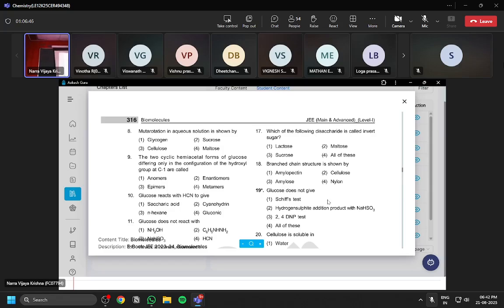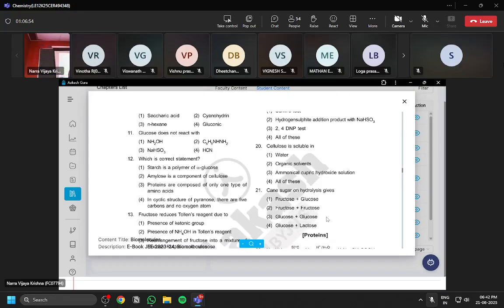Branched chain structure is shown by amylopectin. Glucose is already over. Cellulose is soluble in what? Organic solvents maybe, but if it is soluble in organic solvents, it will decompose. So I think ammoniacal cupric hydroxide solution. The answer must be option 3. Alright, once any one of you please check this. Option 3, sir. Ammoniacal cupric hydroxide. Ammoniacal silver hydroxide is Tollens. This is ammoniacal cupric hydroxide solution.